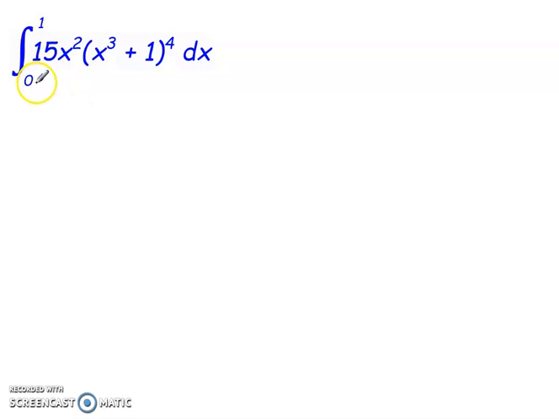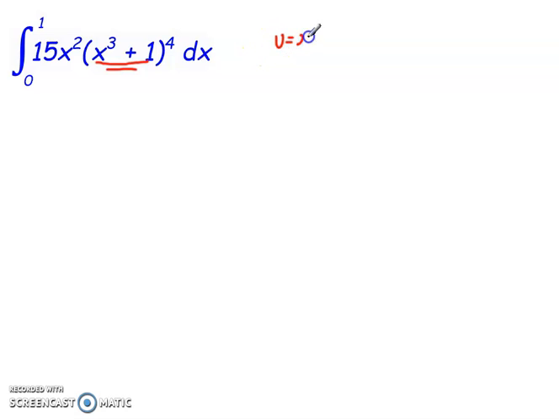So the first one was the integral from 0 to 1 of 15x squared, bracket x cubed plus 1, to the power of 4 dx. Now the first thing we have to do is realise we're not given the substitution to use here, as we quite often aren't, so we have to figure it out. Remember, we always go for the highest power, so in this case it's the x cubed, but because it's part of a bracket, take the whole bracket as our substitution for u.